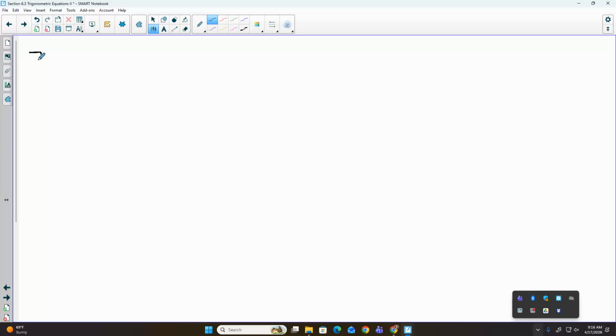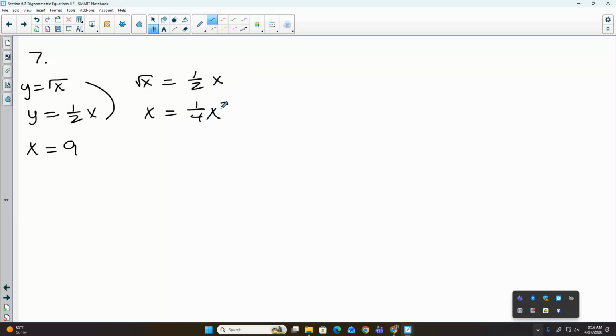Yeah. So we need to know y equals the square root of x, y equals 1/2 x, and x equals 9. So first let's find where these meet. So if the square root of x is equal to 1/2 x, so if you square, x is 1/4 x squared. Bring that over. Take out an x. Then we get x to be 0 and 4.